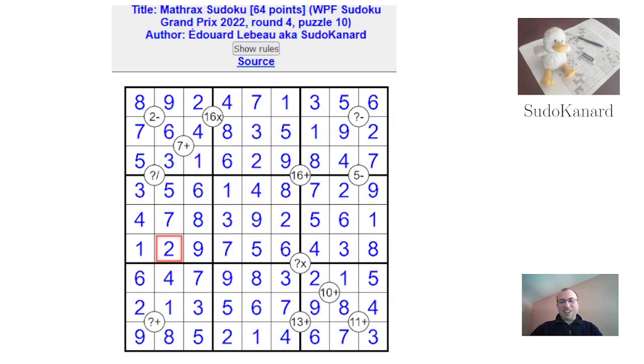So I'm very proud of this Mathrax puzzle. And I really feel sorry that it caused so much trouble to solvers. And I hope that this walkthrough will show you that it really wasn't that hard, but the matter is always the same. Look at the right place at the right time. And I know as a solver how difficult that can be.